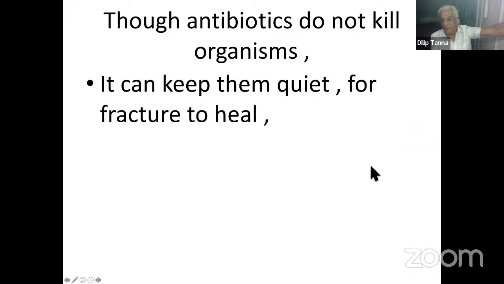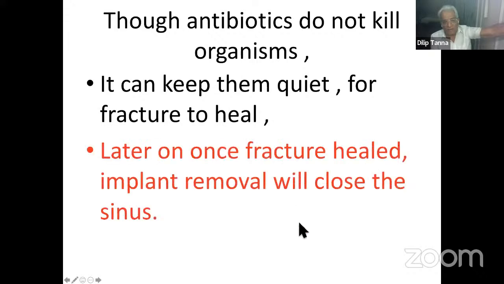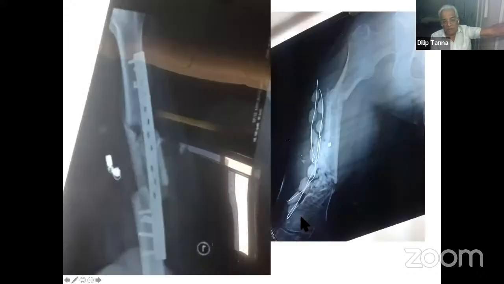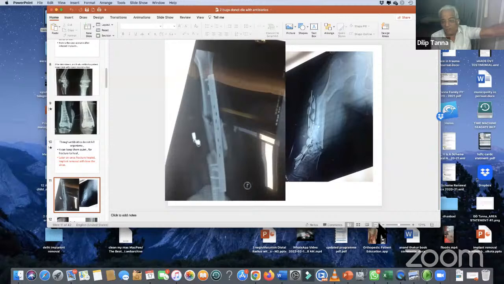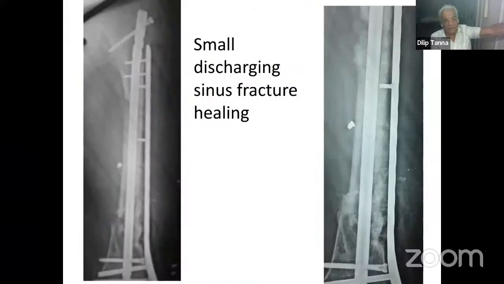So in an infected bone, we continue antibiotics for at least 4 to 6 weeks, depending on whichever protocol you follow. Now here is a case of infected bone with a small discharging sinus, but the fracture healed up. As you can see very well, the fracture has united. A small discharging sinus, if you can suppress it with antibiotics, can still heal up. So in an infected bone, you have to give antibiotics for a long time.